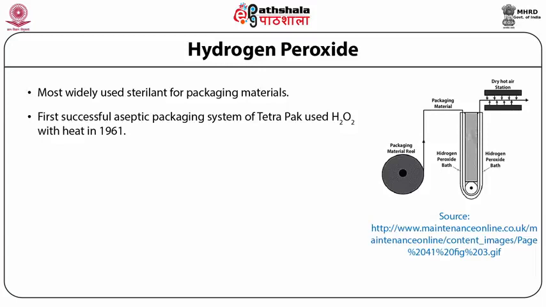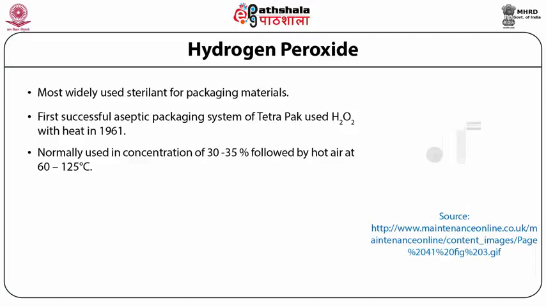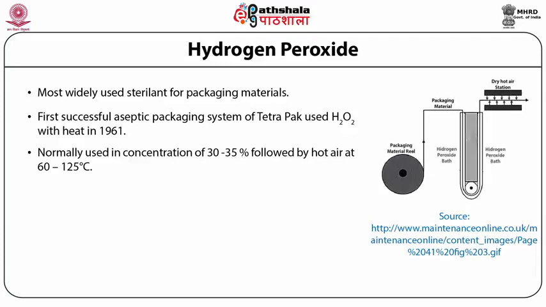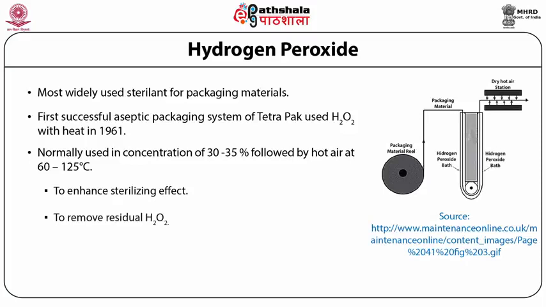Burton, 1988. Many aseptic packaging systems use hydrogen peroxide at concentrations from 30 to 35% as a sterilant for packaging materials and other food contact surfaces, followed by hot air at 60 to 125 degrees Celsius to enhance the sterilizing effect and to dissipate residual hydrogen peroxide.